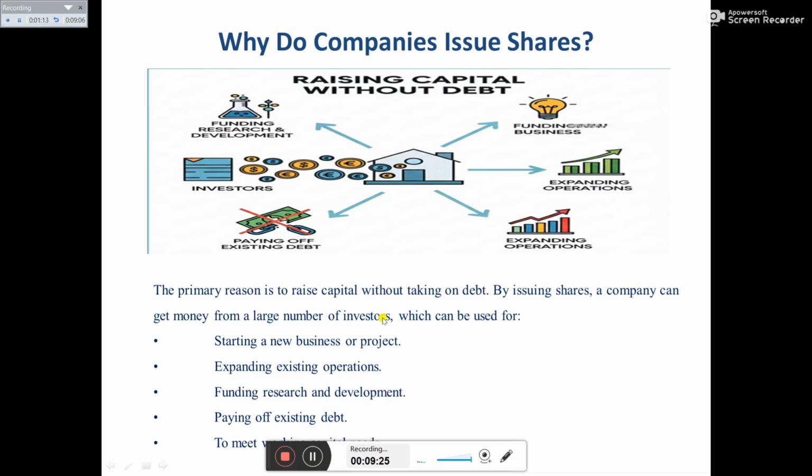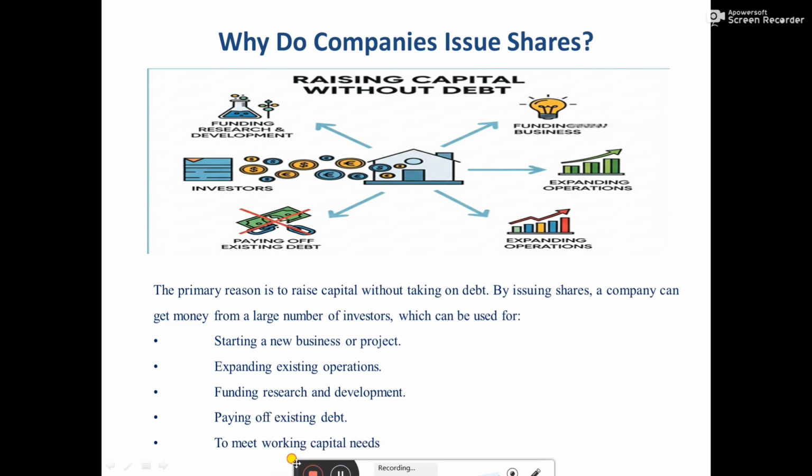For research and development purposes, again here it is showing, if the company wants to do some research on new projects or any new concepts, it requires funds. So there also the company goes for issuing shares. Again, payment of existing debt. They have one more concept here, where the company issues shares to pay the existing debt.